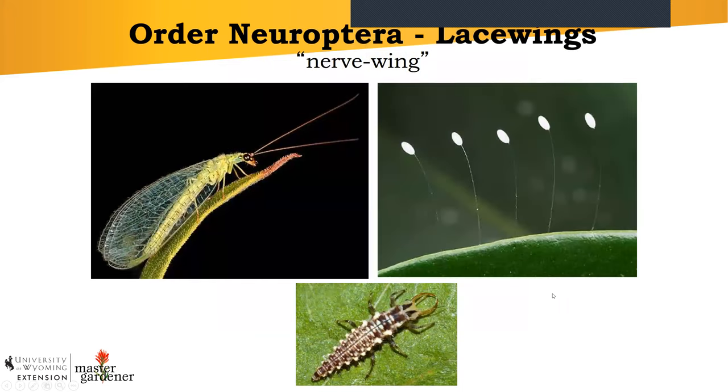The Neuroptera are lace wings. Green and brown ones are pretty common in Wyoming.